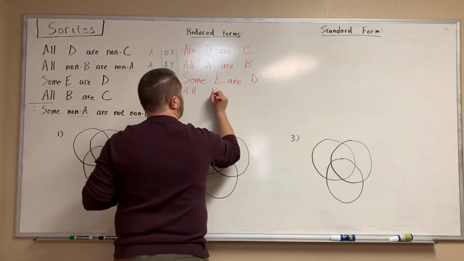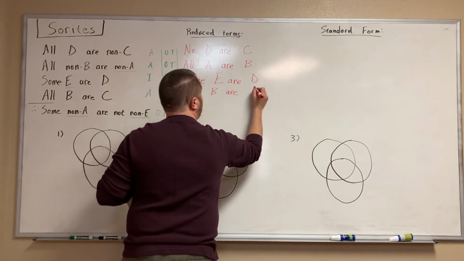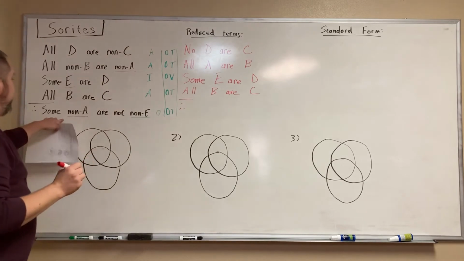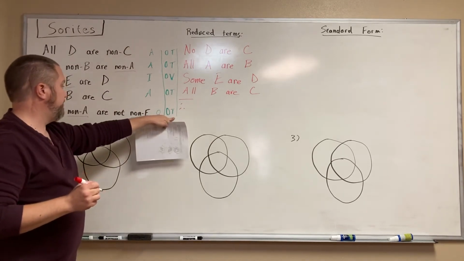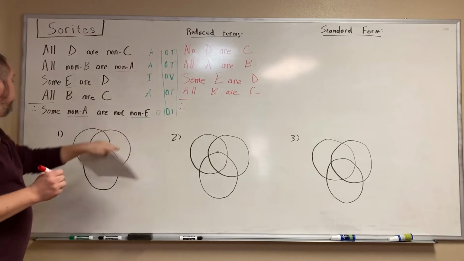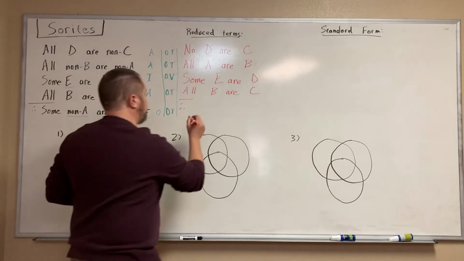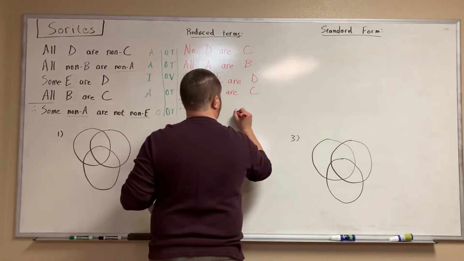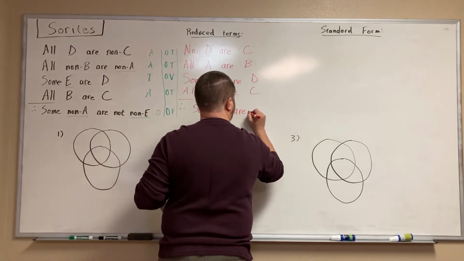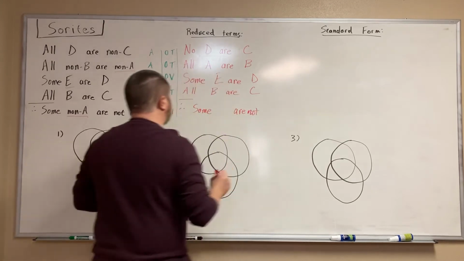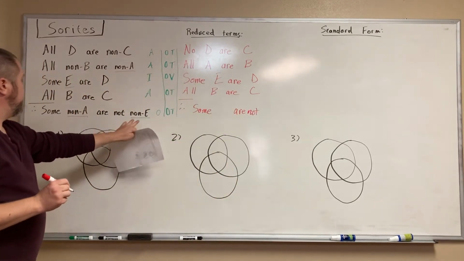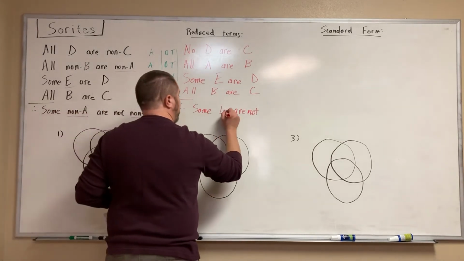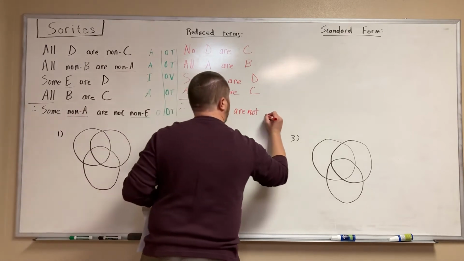All B are C. And then carry over our conclusion. And again, this is a "some are not" statement, so we can do contraposition to reduce both of those terms. The quality is going to stay the same. Some are not. And then we're going to flip these two terms and complement each of them. We're going to have some E are not A.